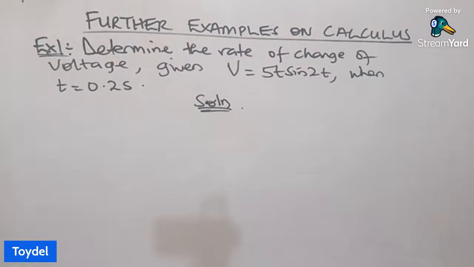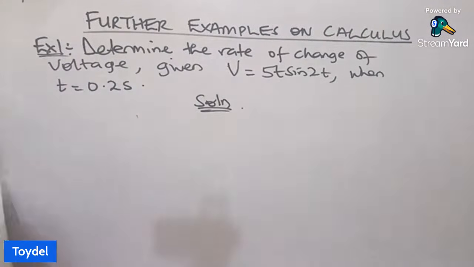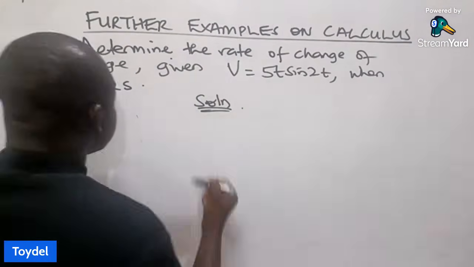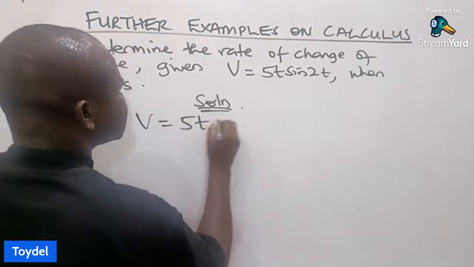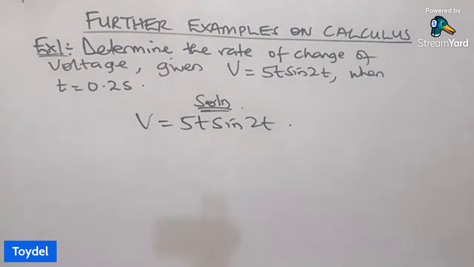So what do we do here? We are given V. What is V? V is given as 5t sine 2t. That is V. Then, how do we get the rate of change of voltage? That will be dV/dt. We are going to differentiate V with respect to t.